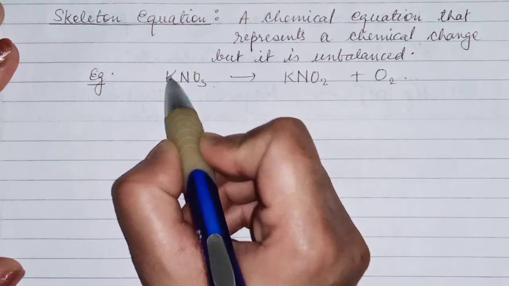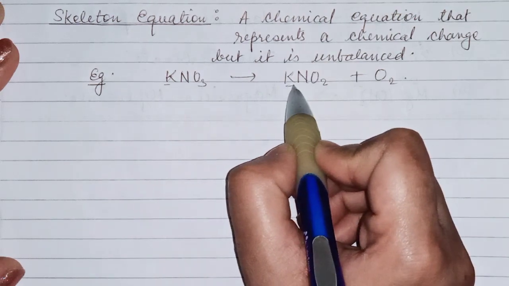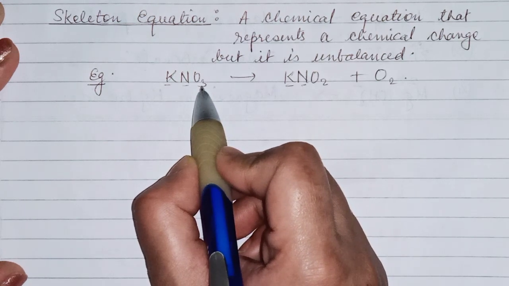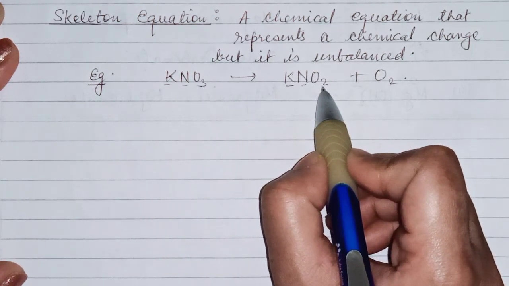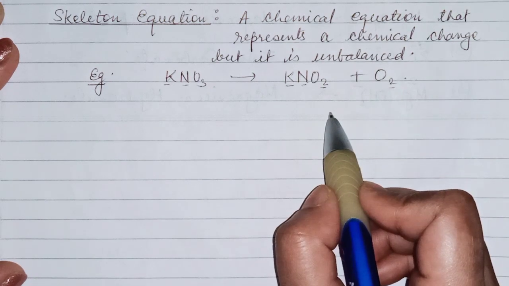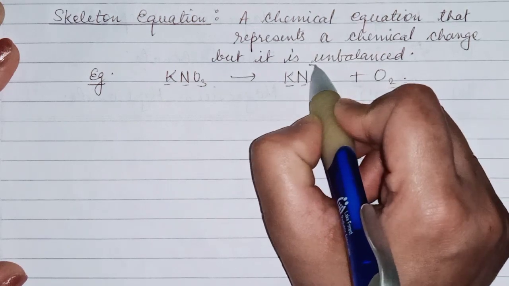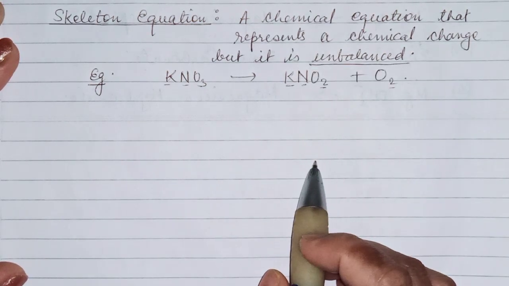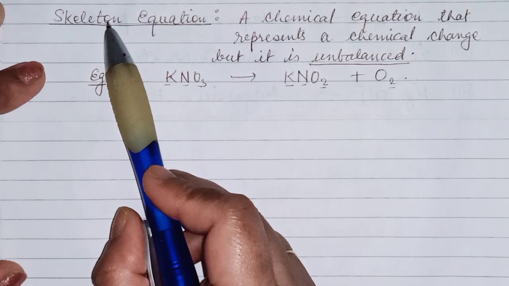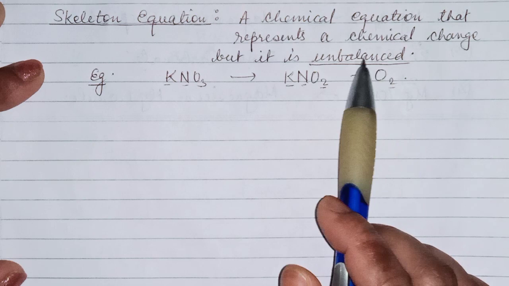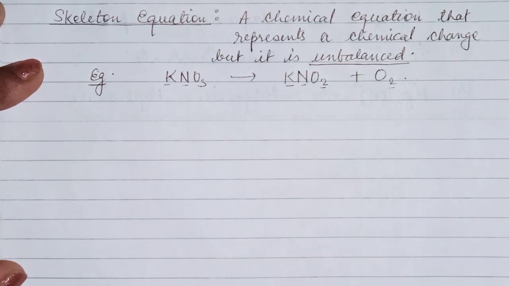Now you can see here potassium 1, nitrogen 1, nitrogen 1. Oxygen is 3 over here, and on this side it is 2 here and 2 here. That means 2 plus 2 is 4. So oxygen is not balanced. This means this is an unbalanced chemical equation. That's why this is called a skeleton equation, in which the equation is not balanced. An unbalanced chemical equation is called a skeleton equation. Now we will move towards balanced chemical equation.